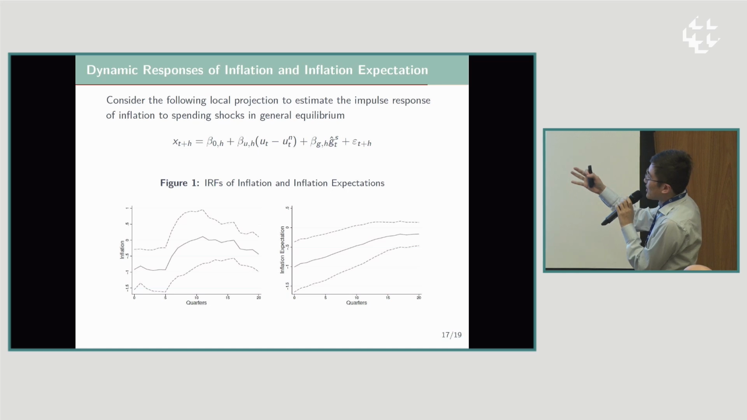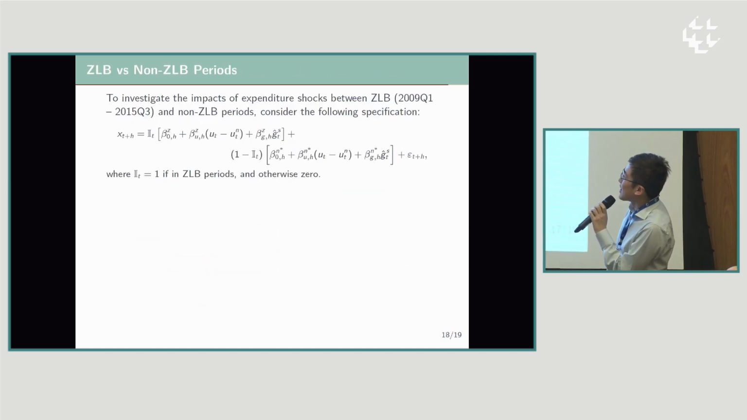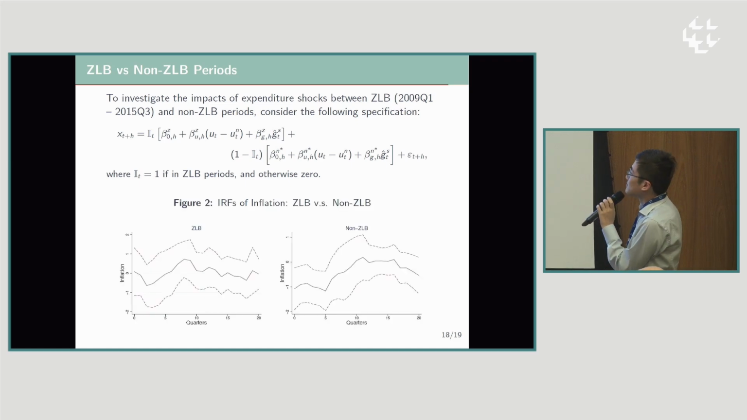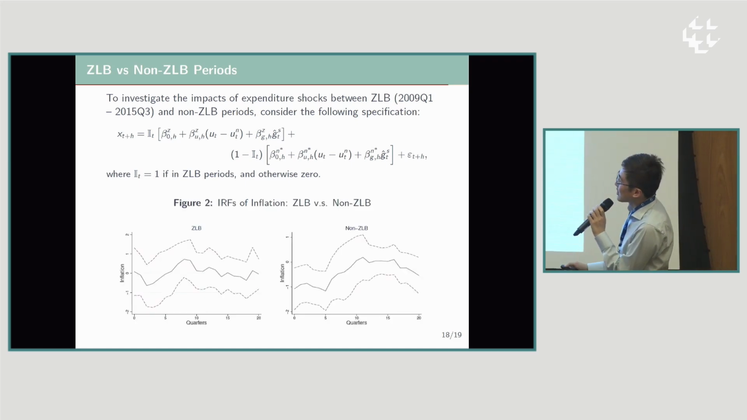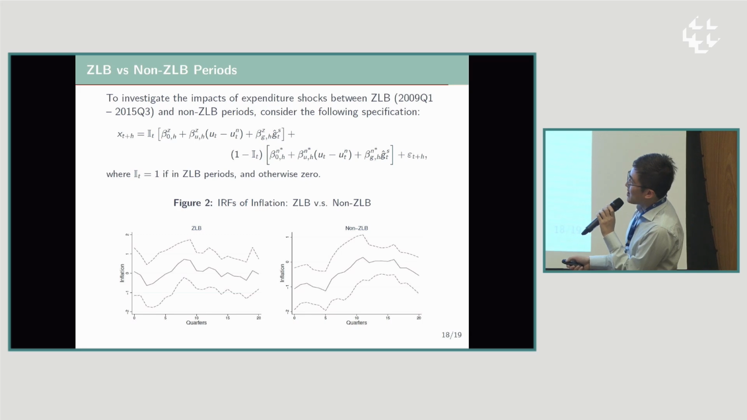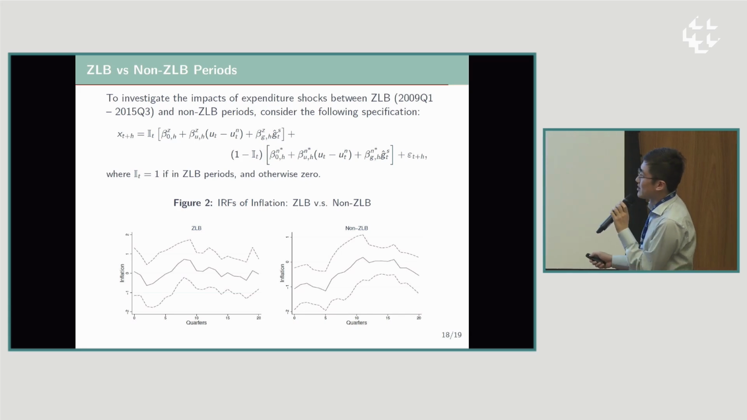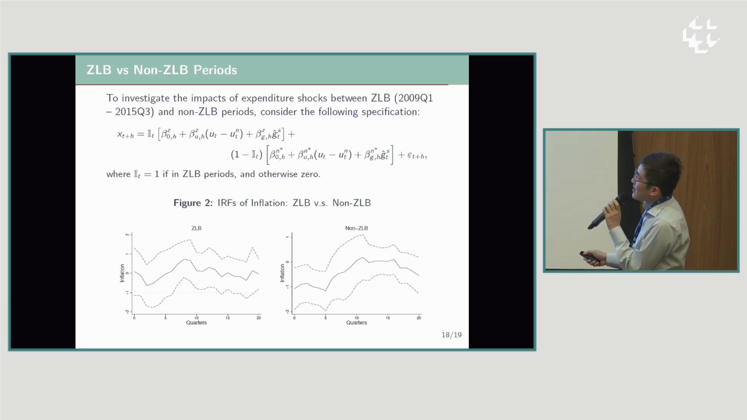So we further want to see where this effect comes from. Then we decompose the sample into the ZLB period and the non-ZLB period. The left-hand side shows the response of inflation during the ZLB period, and this one shows the response of inflation in the non-ZLB period. We can see that in the ZLB period, the response is pretty close to 0. These two lines are the 95% confidence interval, and this line is the point estimate. So it is very close to 0, but in the non-ZLB period, it's significantly negative.